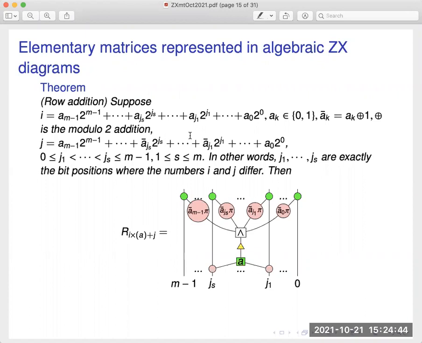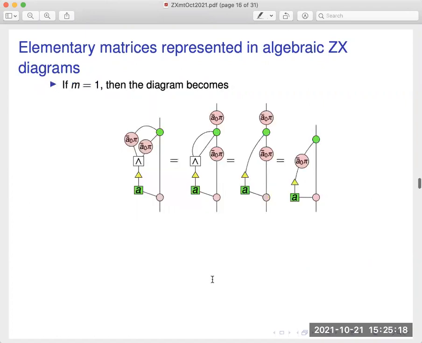It's the same, but at the bottom you put a triangle here, and because it's times A, you put A here, and this A connects to the bit positions where I and j are different. Because it's j1 to js, you connect A to j1, j2, and js. So that's the diagram for the row addition. Of course you can check by basis. It's shown in the paper, so I don't want to show it here.